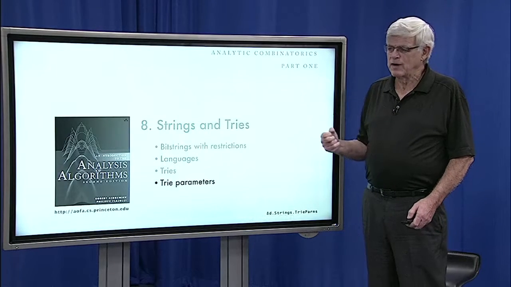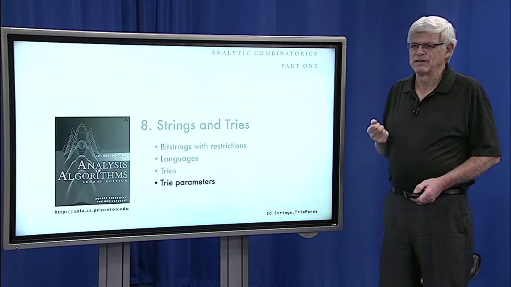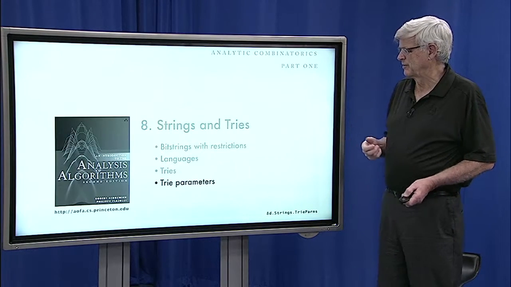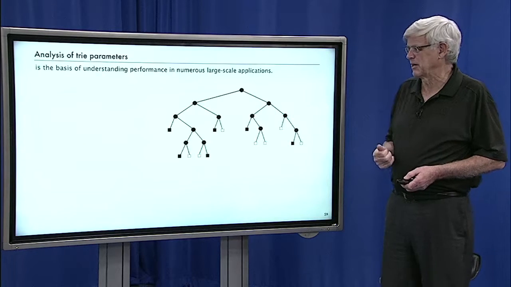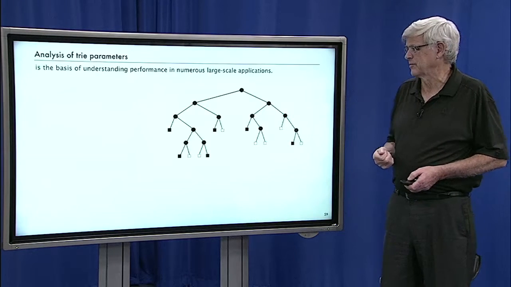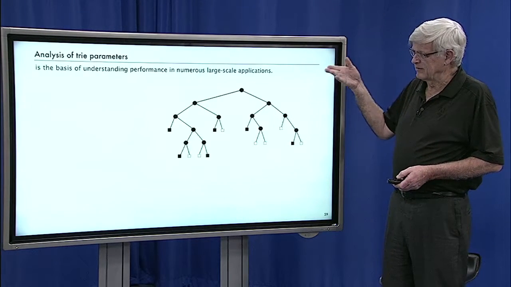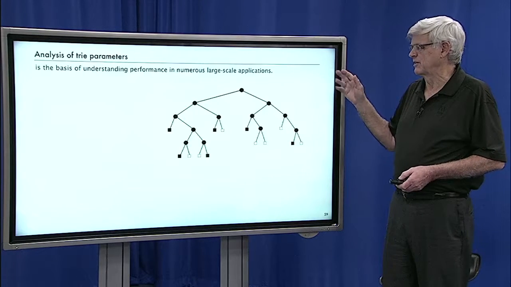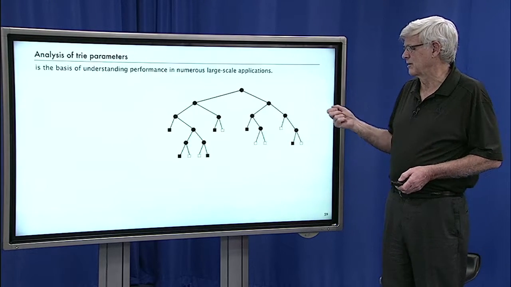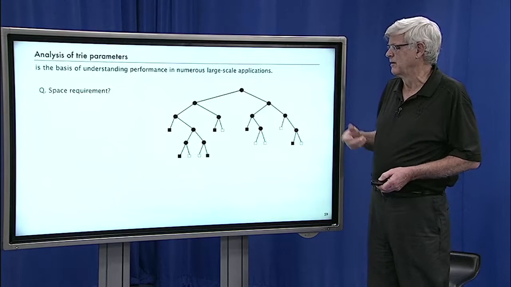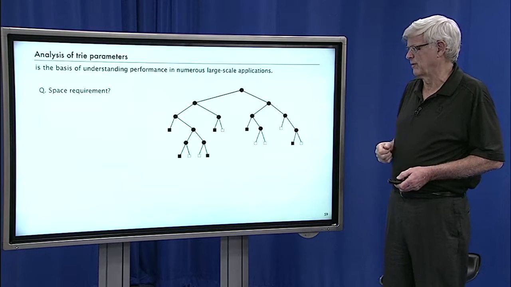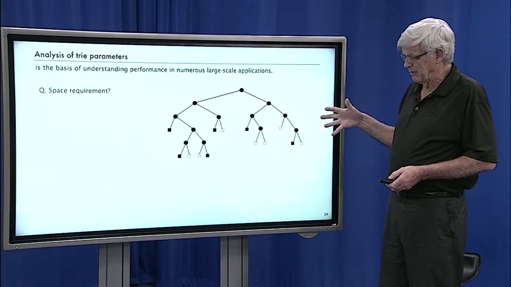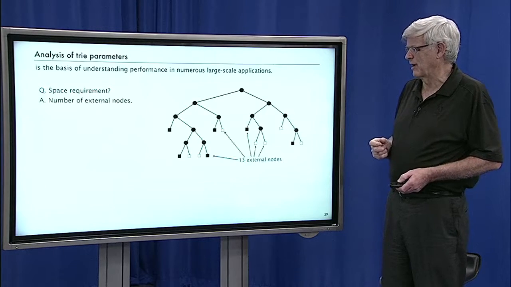So the analysis of tri-parameters is one of the most challenging in the analysis of algorithms, and quite interesting to contemplate. So that's what we're going to look at next. Again, it's the basis of understanding performance in lots of large-scale important applications that are part of our infrastructure right now. So one of the big questions is, how much space does a trie take?